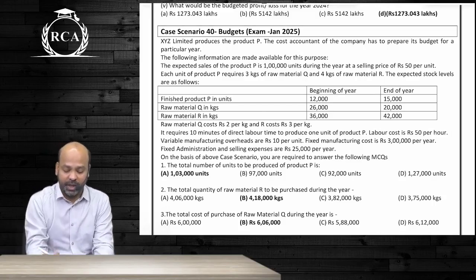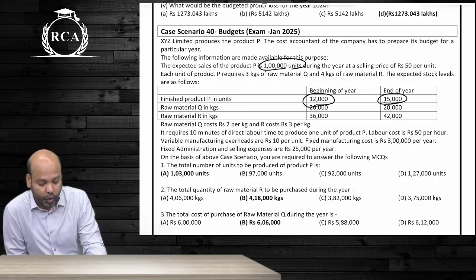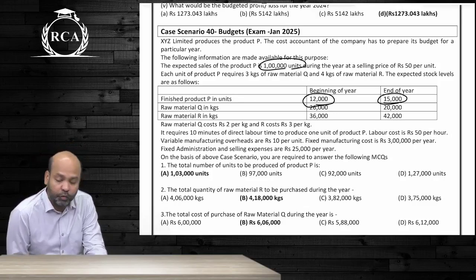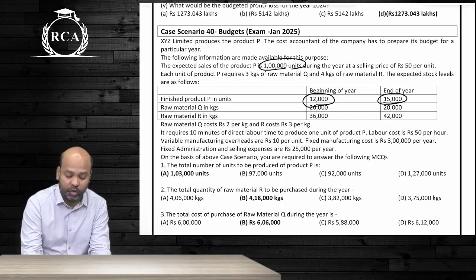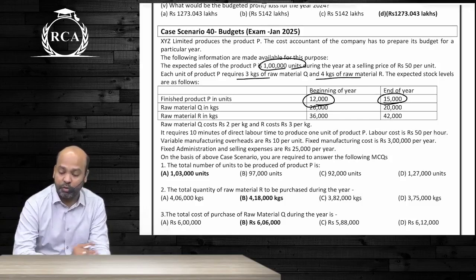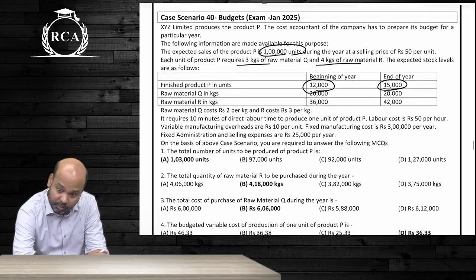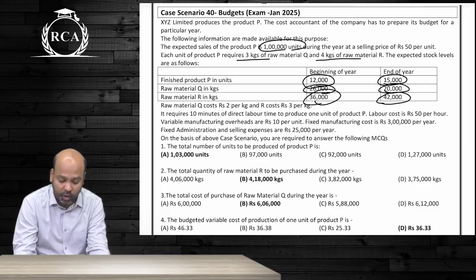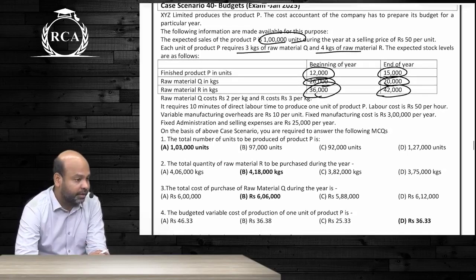So you know expected sales guys. You know finished product ka opening stock and closing stock. What can we compute using this? Production. Number of units to be produced. Once we get production guys, using this requirement of 3 kgs and 4 kgs, can we arrive at consumption? Consumption of raw material आएगा. Using consumption and opening stock, closing stock, you can arrive at purchases. Are you getting the point guys?